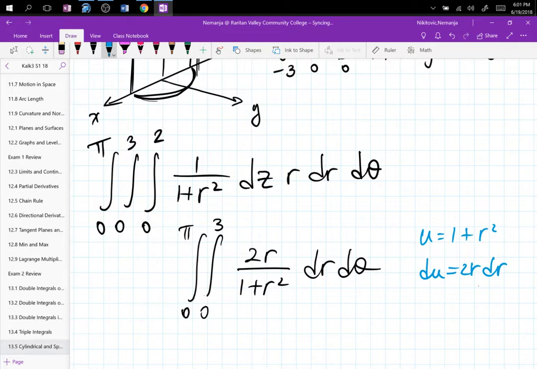You have to put like 1 half on the outside. Why'd you put 2r? I don't understand why. The 2 is when I integrate z. Oh. That 2 is when I integrate z. Oh, because it's just a constant.